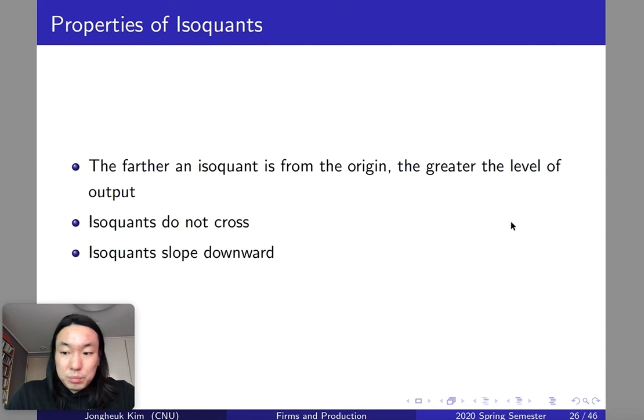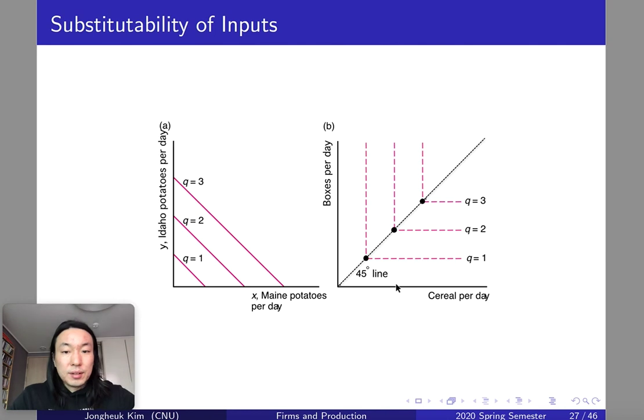All right, so let's go back to the class. These are two extreme cases of isoquant curve shapes. We know that the isoquant should be downward sloping, but those two graphs are two extreme cases. On the left-hand side, what is the relationship between good x and good y, or input x and input y? They perfectly substitute each other, right? How about the right-hand side?